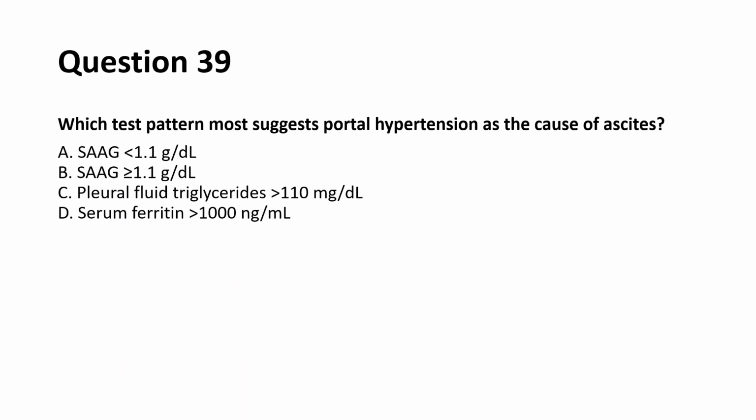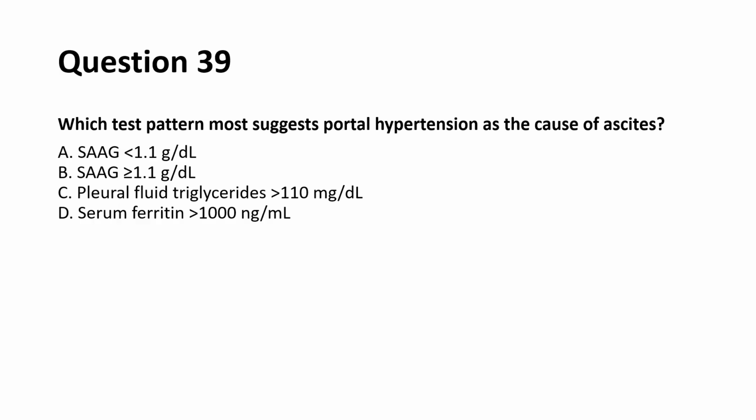Which test pattern most suggests portal hypertension as a cause of ascites? Serum ascites albumin gradient of less than 1.1, serum ascites albumin gradient of greater than 1.1 gram per dL, pleural fluid triglyceride of greater than 110 milligrams per deciliter, serum ferritin greater than 1000 nanogram per mL.